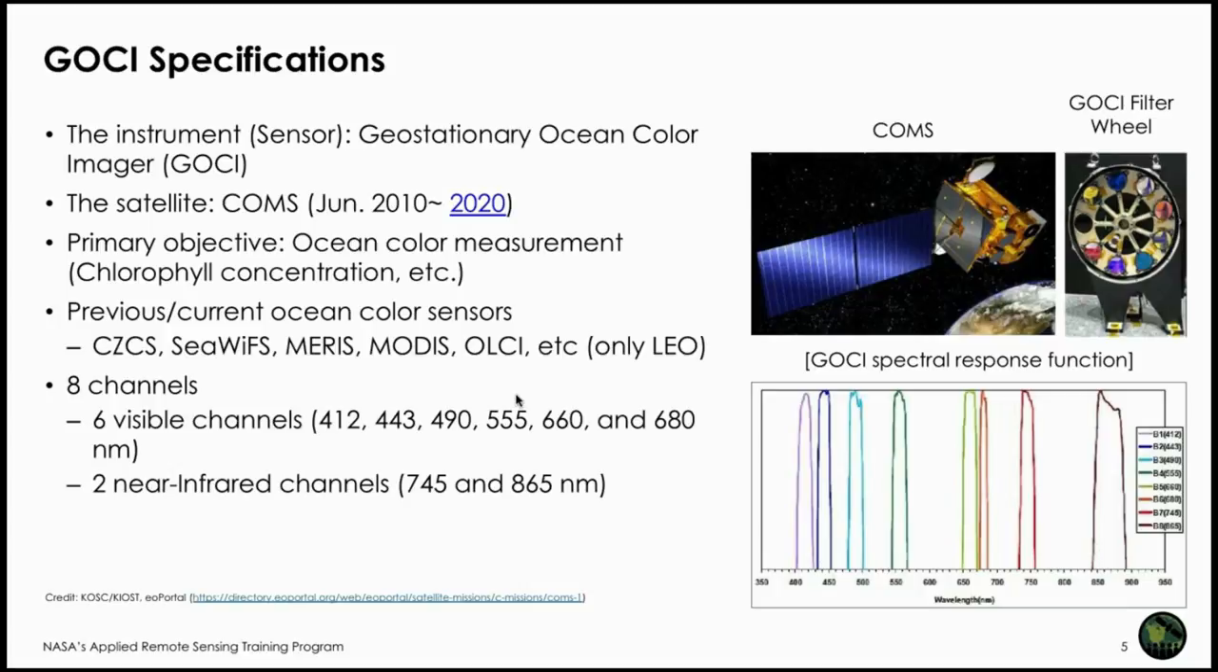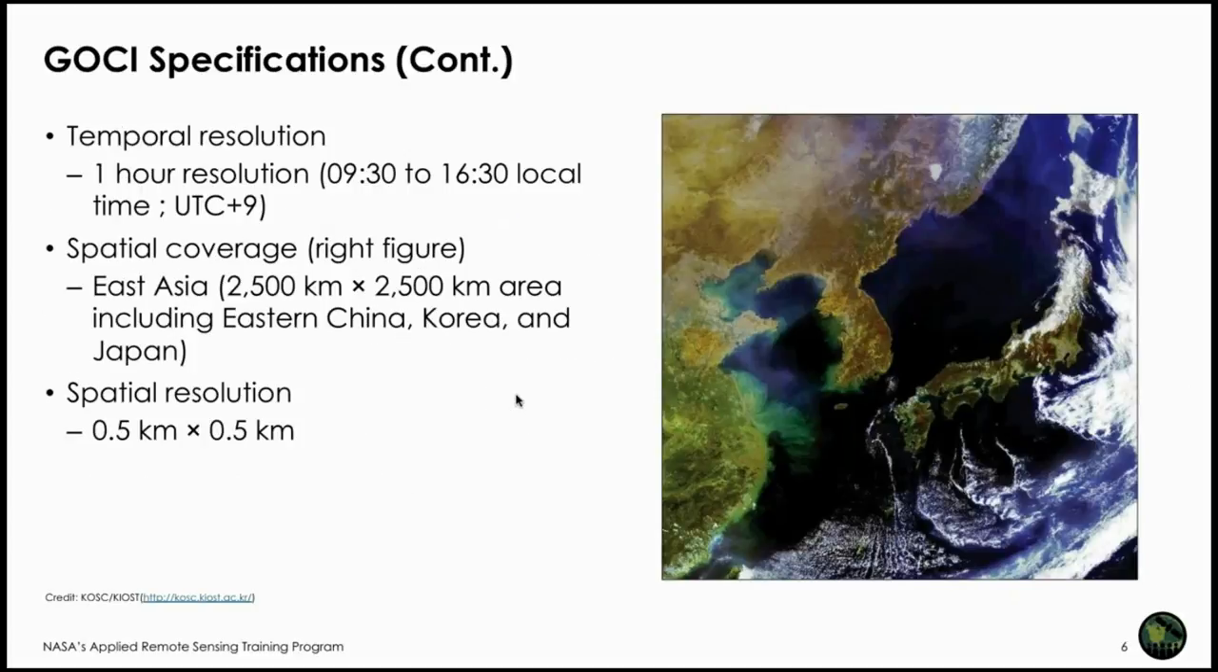GOCI has 8 channels: 6 visible wavelength channels from 412 to 680 nanometers, and 2 near-infrared channels at 745 and 865 nanometers, as shown in the left panels. Its temporal resolution is 1 hour, from 8:30 to 16:30 local time. It covers the East Asia area as shown in the right figure, including Eastern China, Korea, and Japan. Its spatial resolution is 500 meters by 500 meters, which is very high resolution despite being a geostationary satellite.